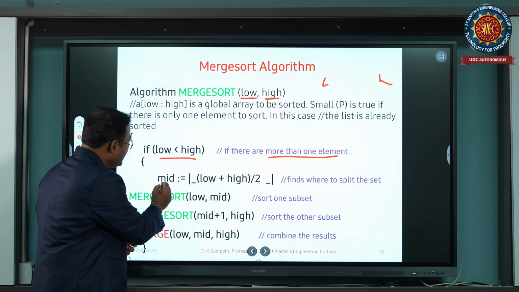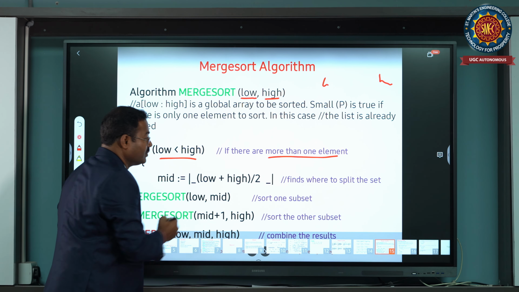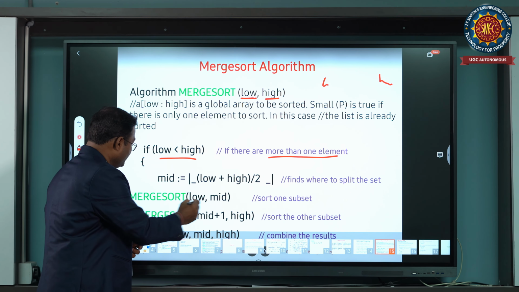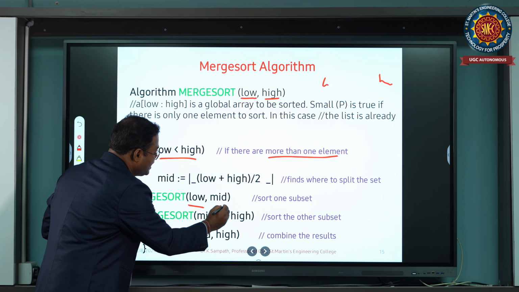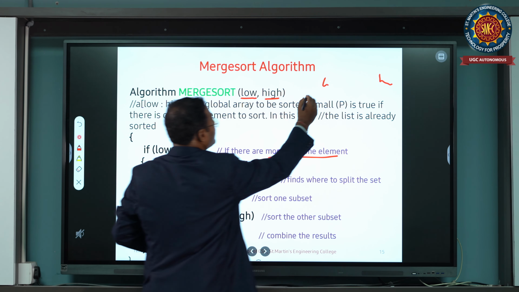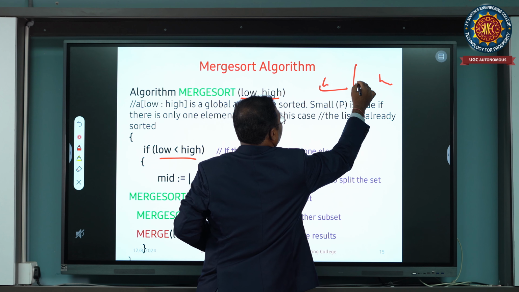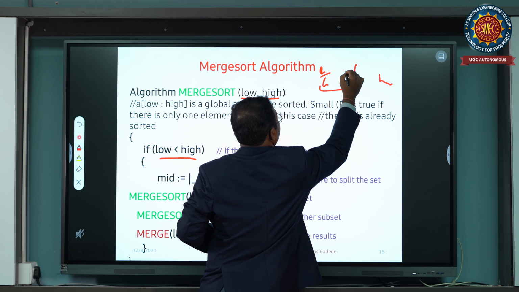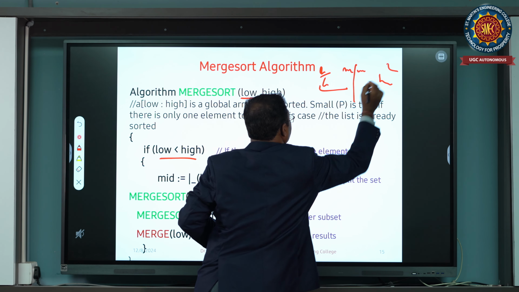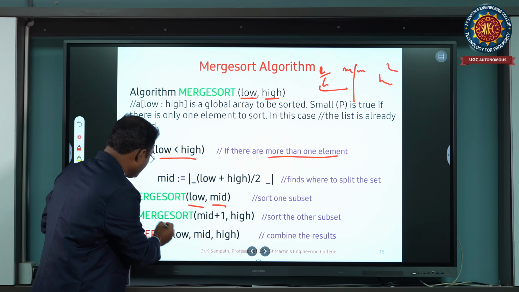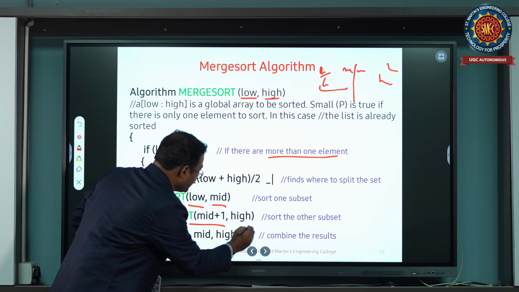list, right? Mid is equal to (low plus high) by 2. Then merge sort (low, mid). We are finding low to mid, and mid plus 1 to high. Then merge sort (mid plus 1, high).